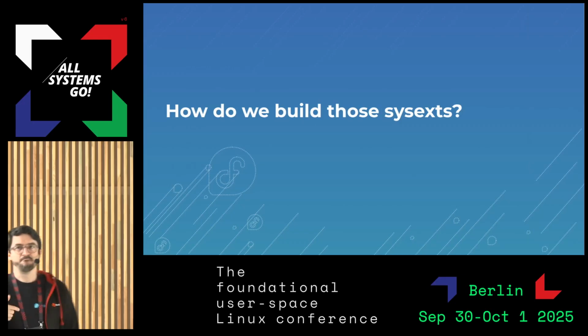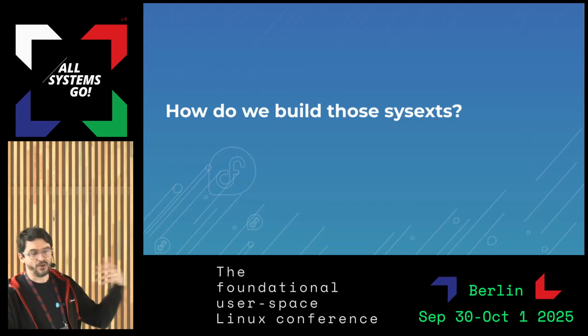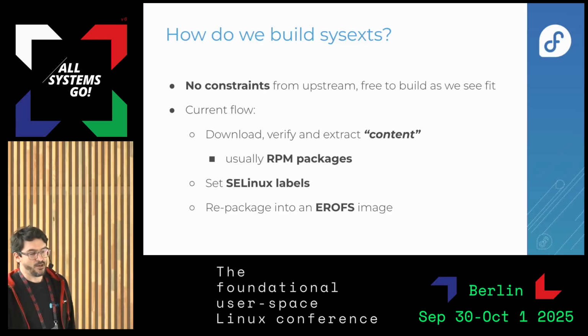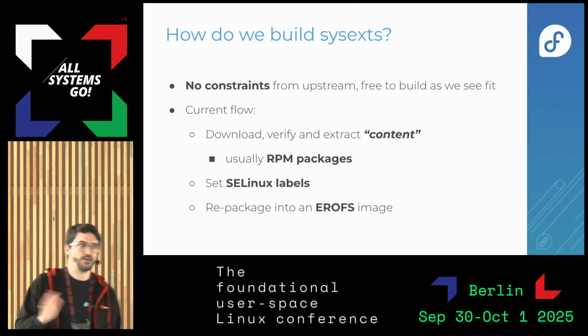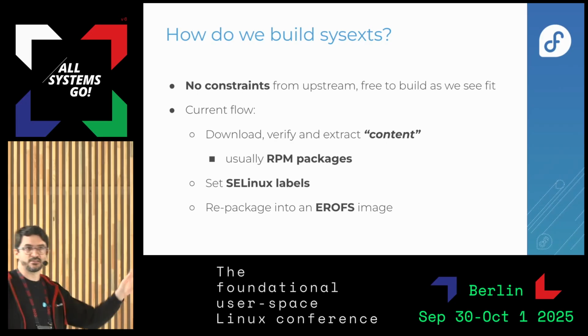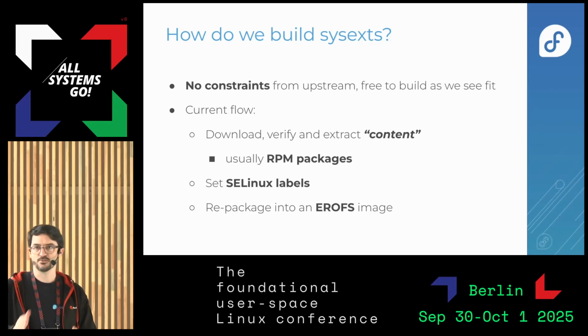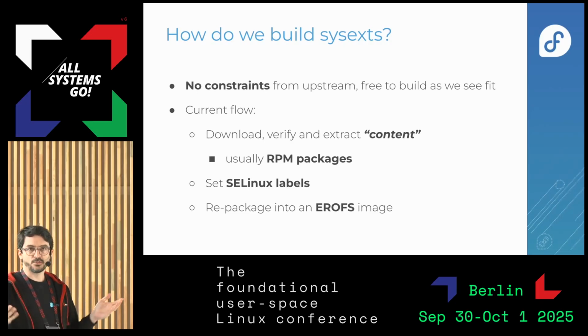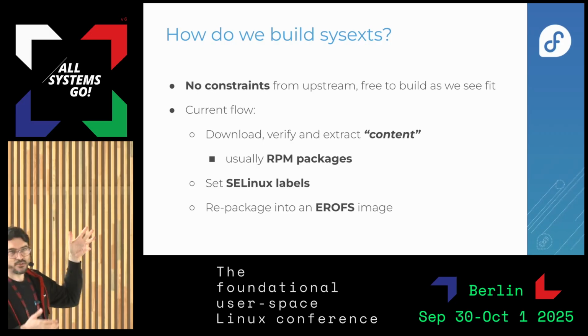Okay, how do we actually build those Sysexts? What happens? How do we make this happen? Well, if you look at upstream, there's no special guidance. You do whatever you want as long as it's in these image formats, and systemd will take it and merge it to the system. So that's good. So how do we do it in Fedora? Well, it's an official project right now. It's not an official Fedora project, it's still unofficial. But how do we do this in this project?